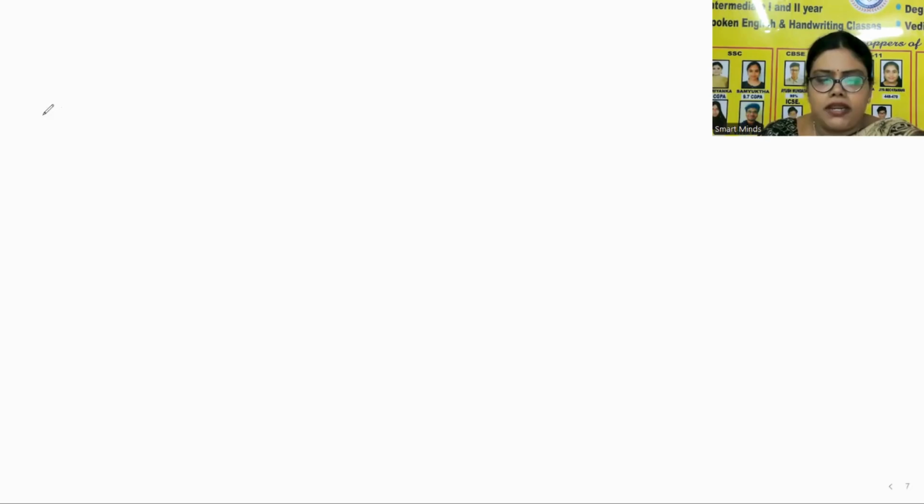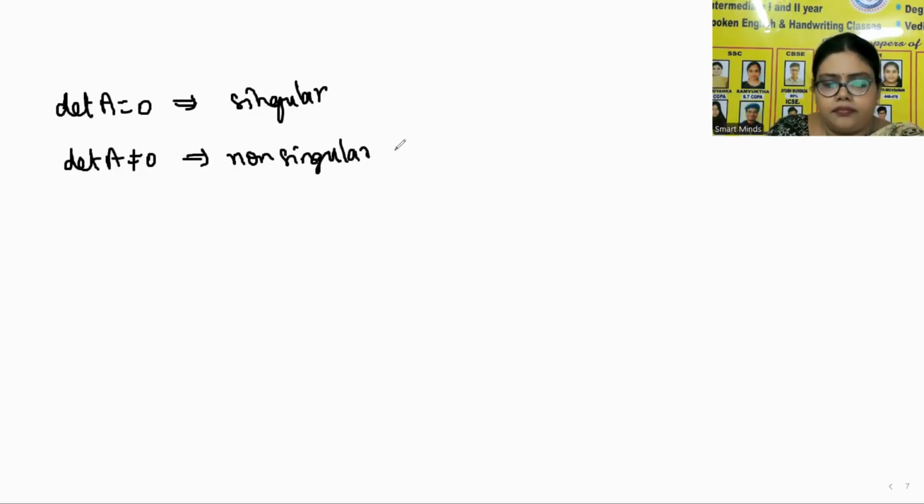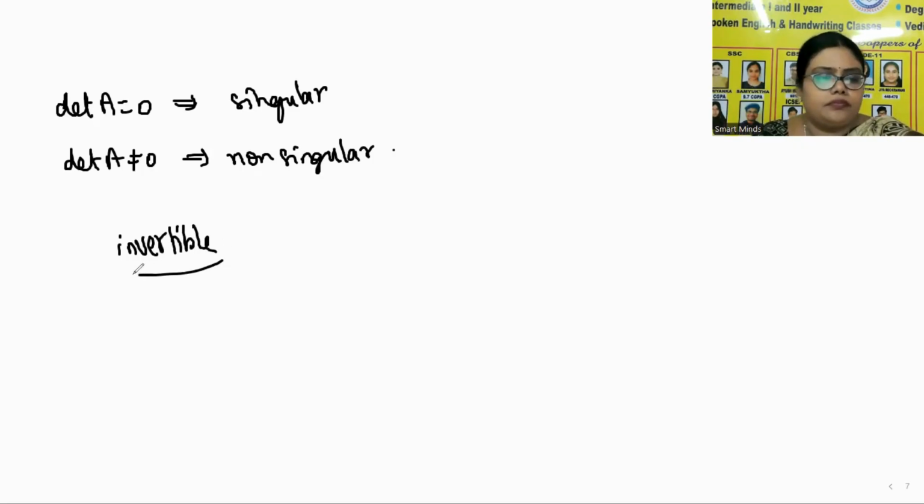Now, after understanding how to find the inverse, let us see what we mean by singular and non-singular matrix. If the determinant of A is 0, it is called singular. And if the determinant of A is not equal to 0, it is called non-singular. And if a matrix possesses an inverse, then such a matrix is said to be invertible. Understood?